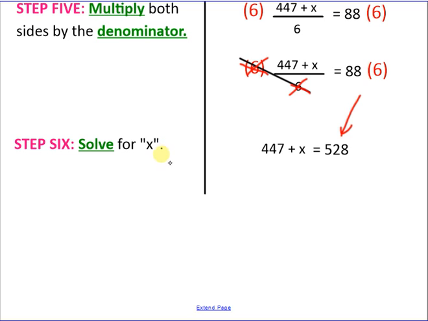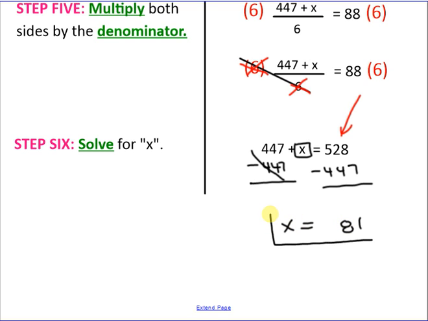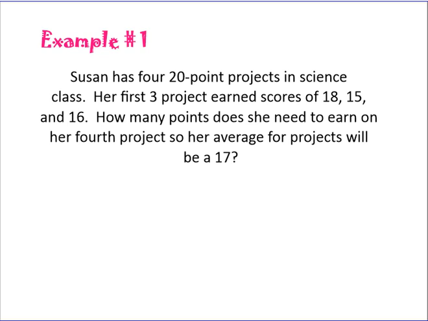And now my last step, step 6, is to solve for x. And I have a one-step equation. So, I'm going to box the variable. I'm going to do minus 447 from both sides. This cancels. I bring down my x equals, and I subtract this, and I should get x equals 81. Now that's a lot of steps, but it will go a lot quicker once you start to work through the problems. So let's go ahead and start to look at our first word problem here.